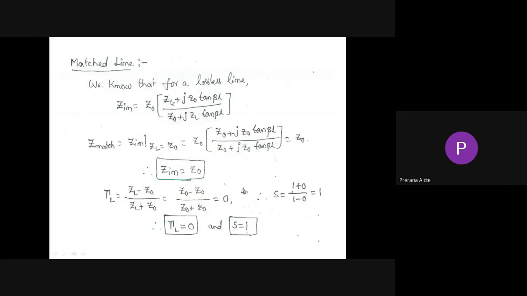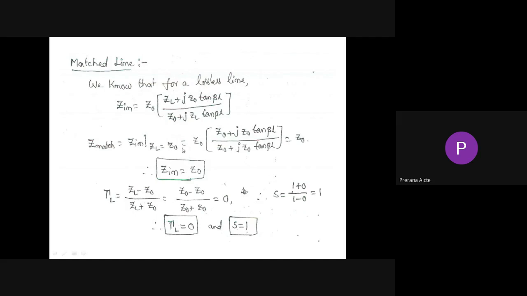Okay. Now, for a matched transmission line, again you can recall the expressions. So Zin is equal to the same expression you can recall for a lossless transmission line. For a lossy line, it will come with tanh, hyperbolic functions. Okay, we are recalling only the lossless transmission line. So Zin is equal to Z naught into Z of L plus j Z naught tan beta L divided by Z naught plus j ZL tan beta L. Now, the condition of a matched transmission line is Z of L equal to Z naught. That is the condition.